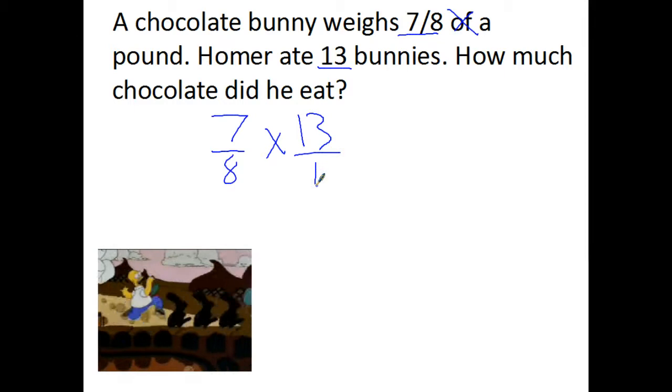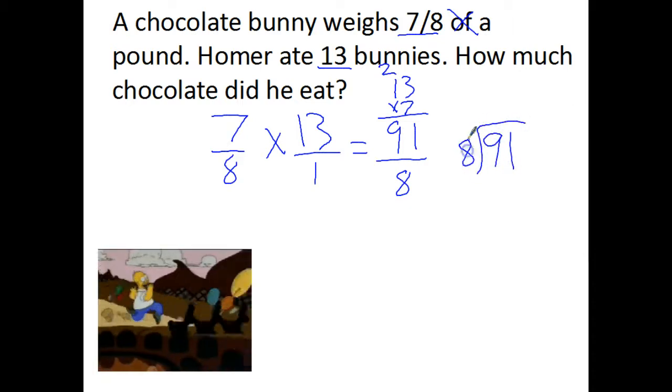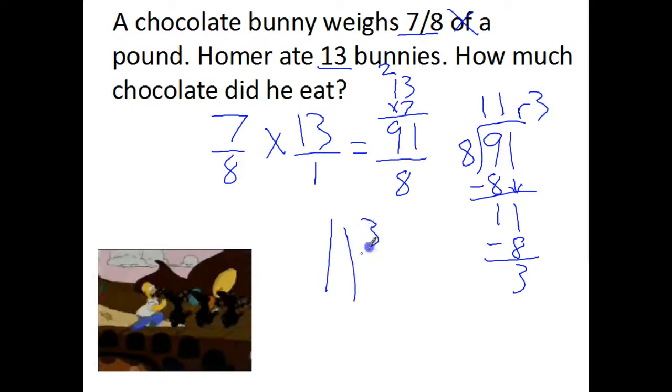Step 1, get my 1 under there. Multiply out 13 times 7, 21, carry my 2. 7 plus 2 is 9, so we got 91 from top times top. Bottom times bottom gives me an 8. 91 eighths. So we divide, we got a 1. Subtract, there's a 1 left. Bring down my other 1. How many 8s in 11? Another 1. Subtract, and I got 3 left over. So how many pounds of chocolate did he eat? Big 11 and 3/8 pounds. And that's how we did fraction times a whole number to get a mixed number.